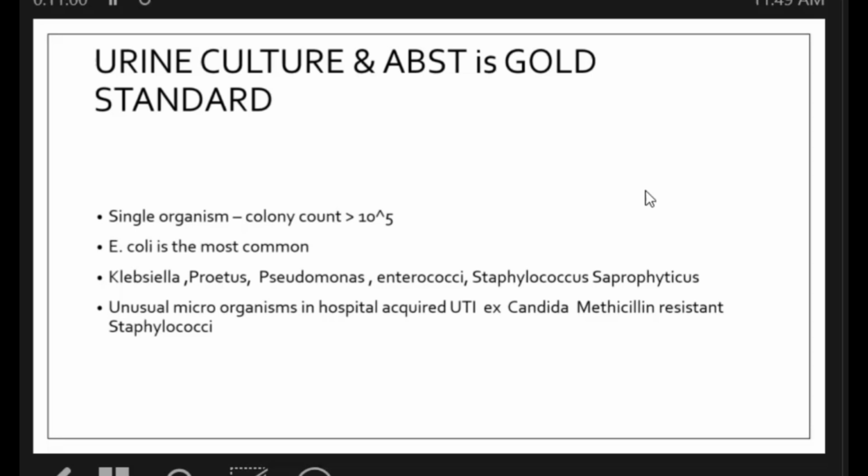Usually the culture is positive if there is a colony count of more than 10 to the power of 5 in the culture. The most common organisms are E. coli, maybe Klebsiella, Proteus, Pseudomonas, Enterococcus, and all these are causing urinary tract infection. Sometimes when the patient has a catheter, after removing the catheter, there may be two organisms. Still, if the culture is positive for two organisms, we have to consider the possibility of a positive culture. But when two organisms are positive, one organism should be more than 10 to the power of 5. Then the culture is positive.